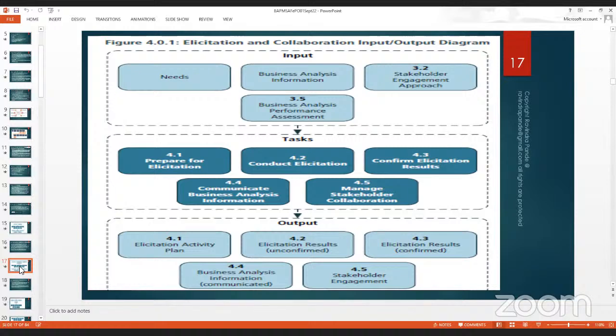Manage stakeholder collaboration. What do you mean by manage stakeholder collaboration? There could be two stakeholders claiming to have contradictory requirements. These things do happen in real life. Theoretically it might not be possible, but practically there could be such a scenario where two stakeholders share contradictory requirements. Like some want the web page in light green color, some want dark green color. I'm just sharing a contradictory requirement with you as an example.